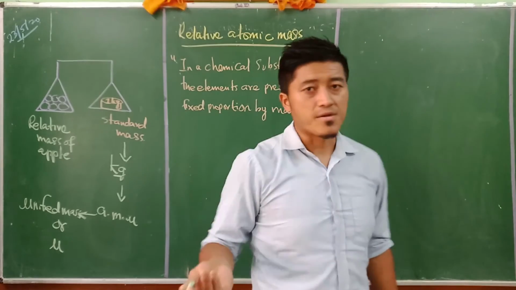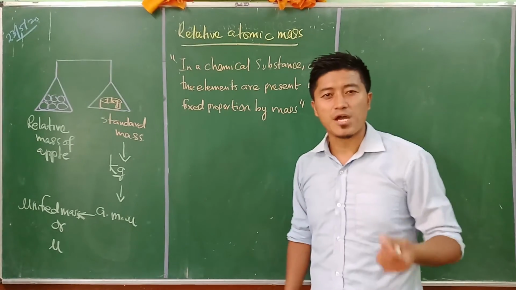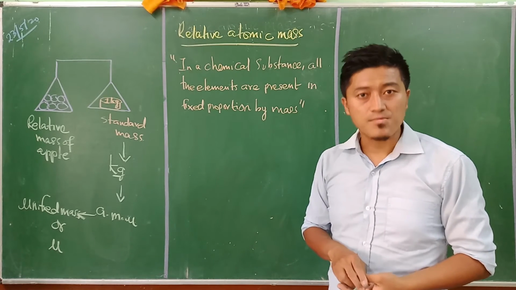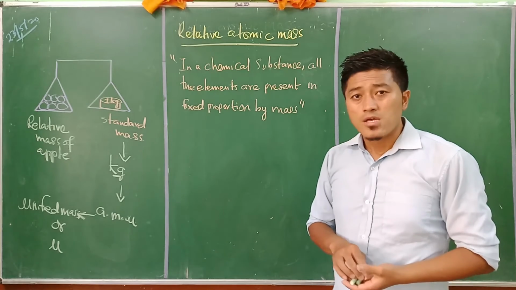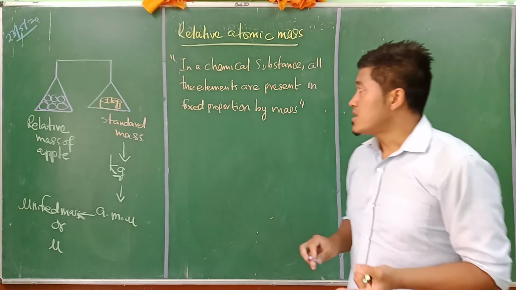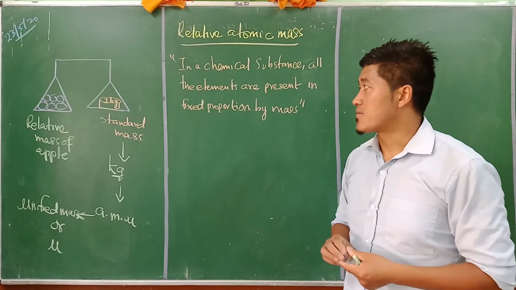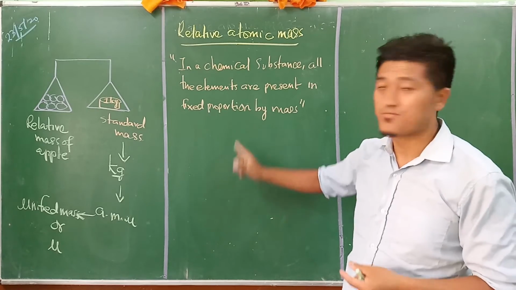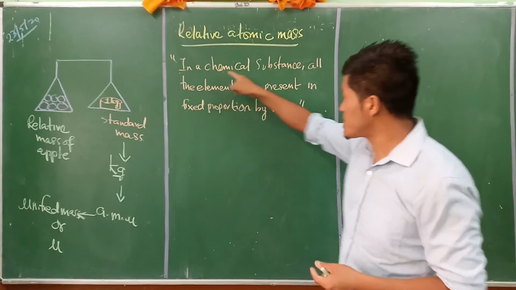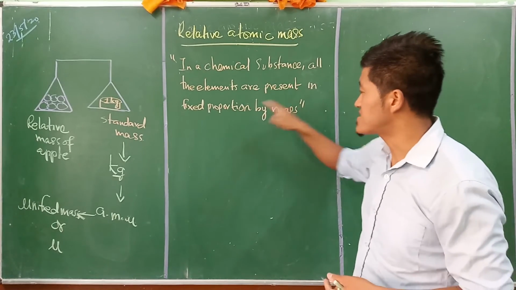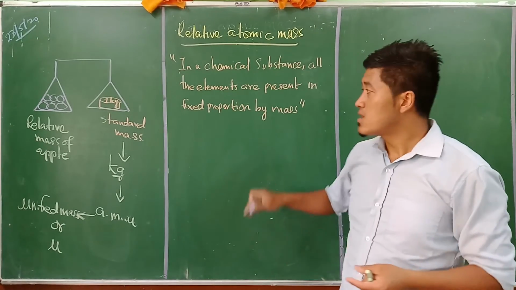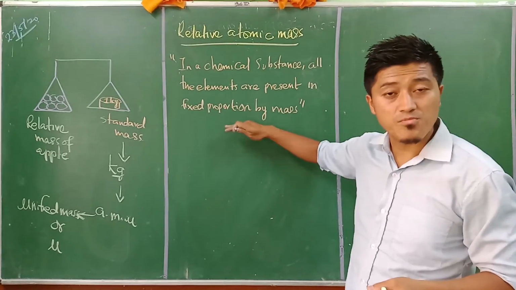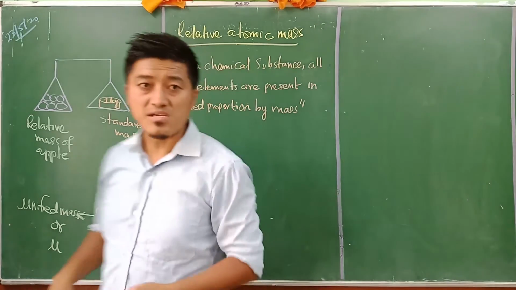Now we will try to understand. In the period when there was very limited information about the elements, atoms, the existence of the atom, and the chemical bonding of atoms, John Dalton was trying to understand. He referred to Proust's law, the law of definite proportion, which says that in a chemical substance, all the elements are present in a fixed proportion by mass. Taking this background of the law of definite proportion, we understand relative atomic mass.